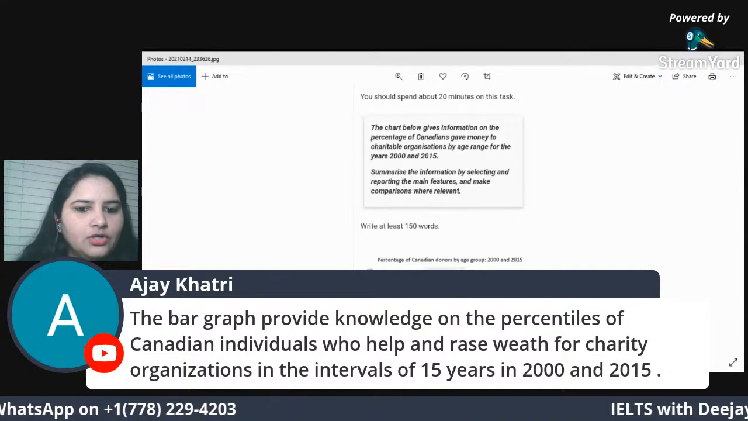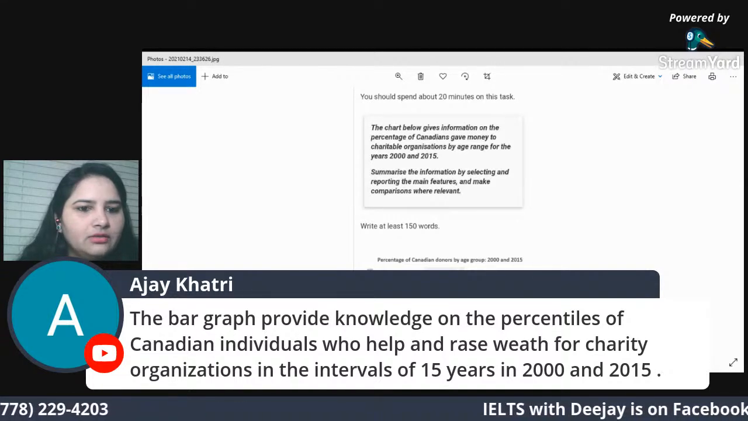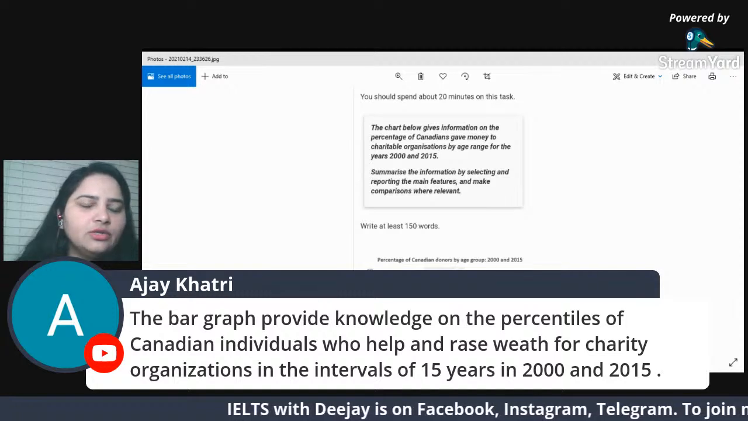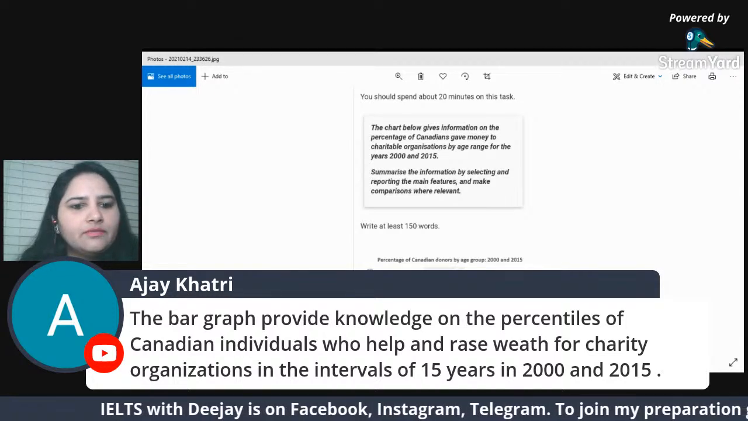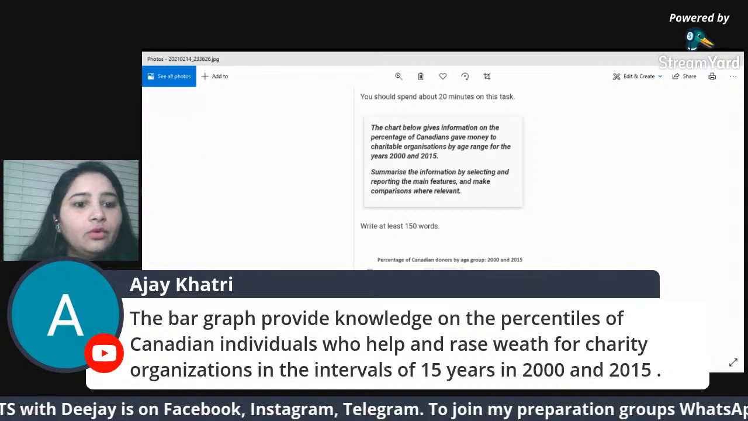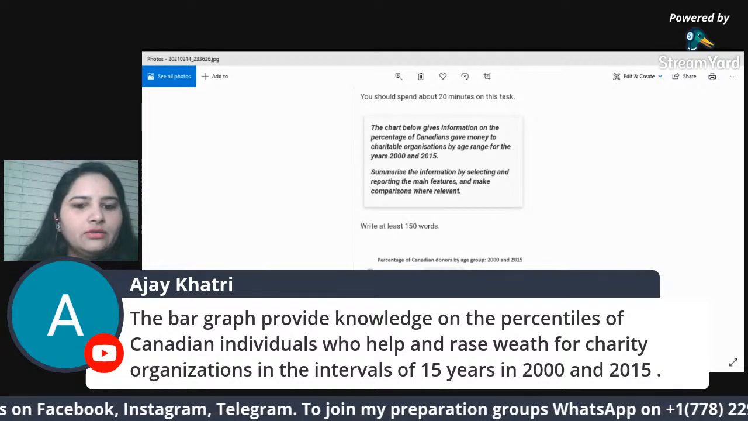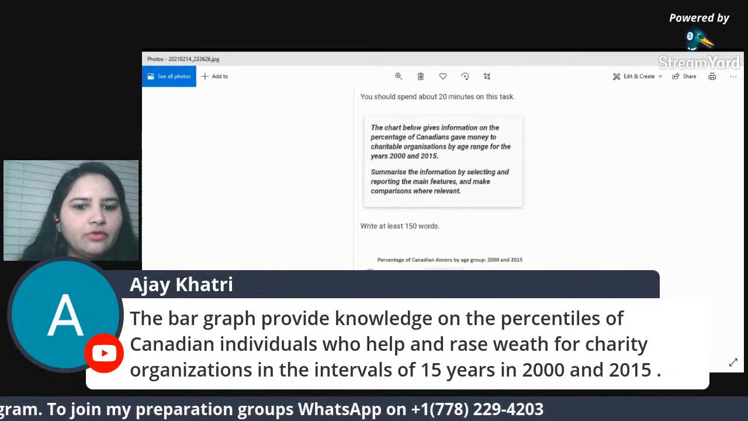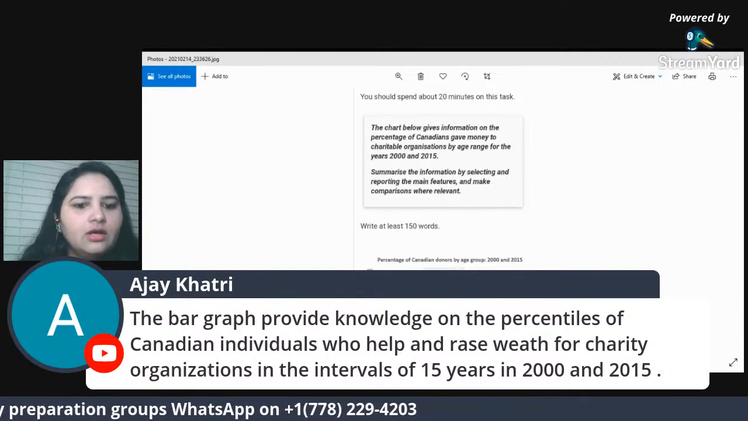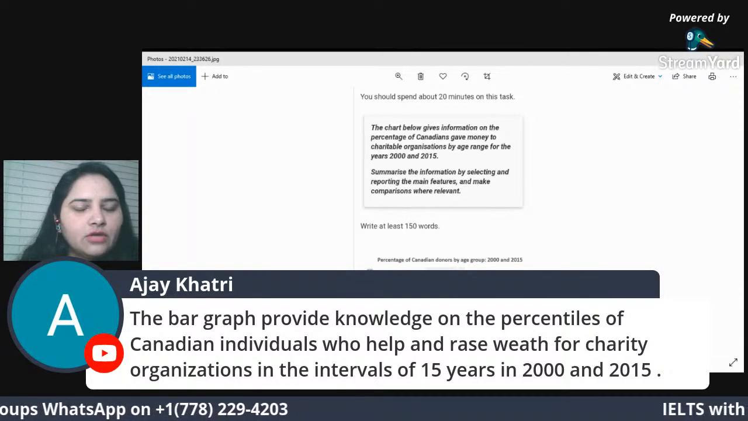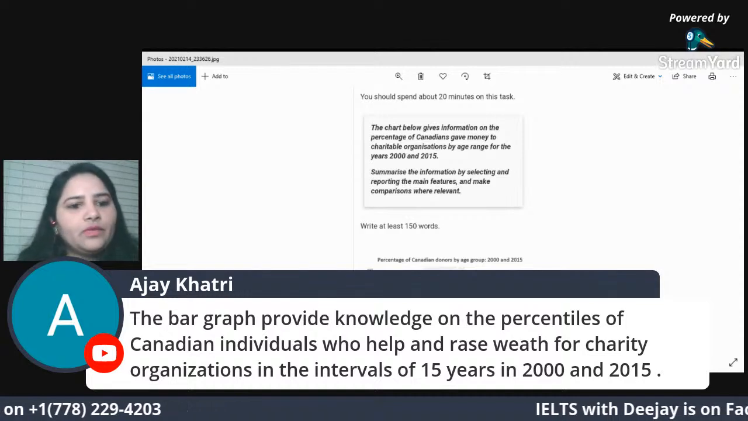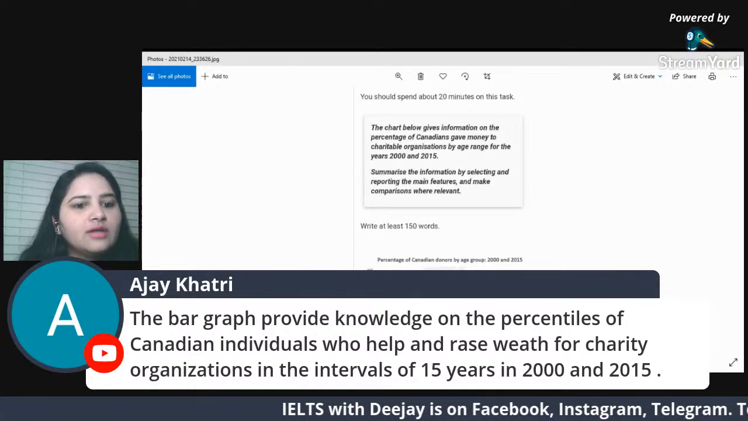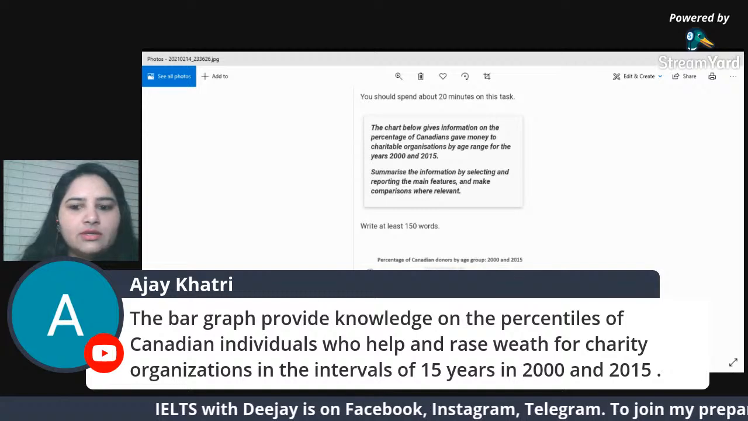Okay. Knowledge on the percentiles of Canadian individuals who, you can simply say Canadians, individuals is not needed, Canadians who help, who helped and raise, well, spelling mistakes, for charity organizations in the intervals of 15 years in 2000 and 2015. Spelling mistakes, grammatical mistakes, you will lose marks here. Do not do these mistakes.